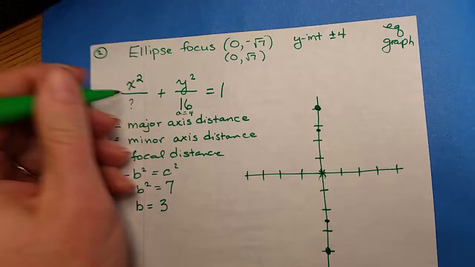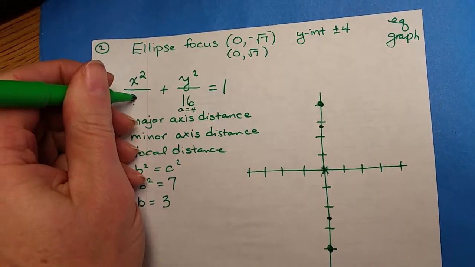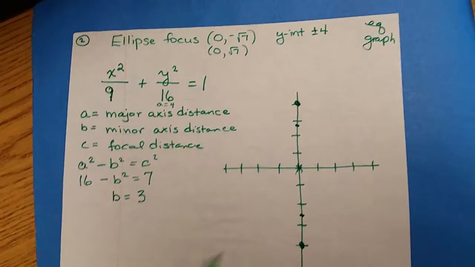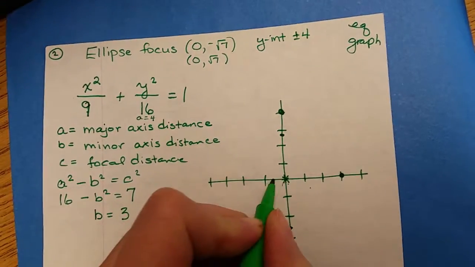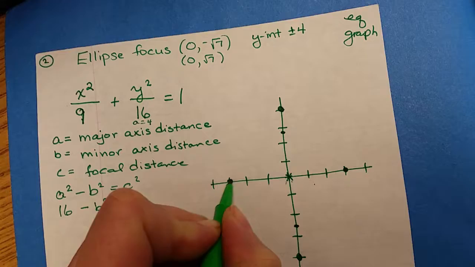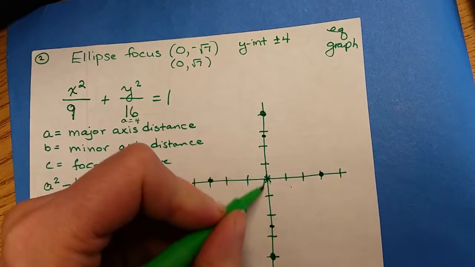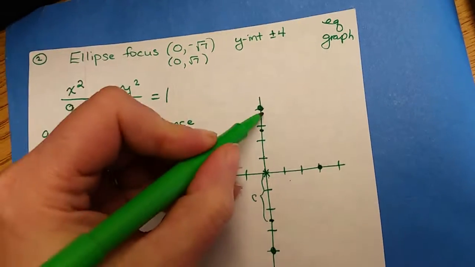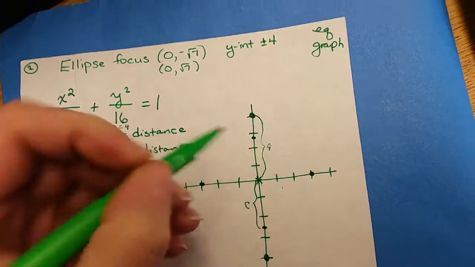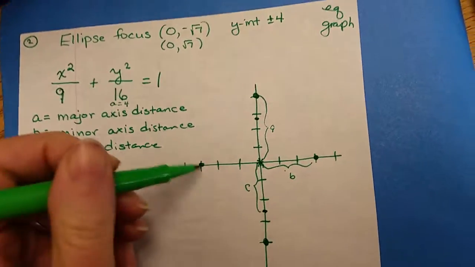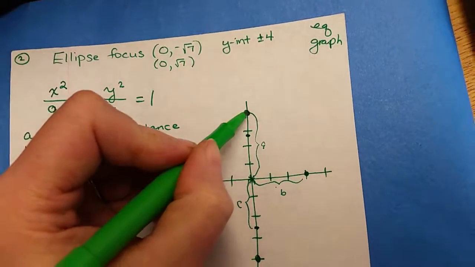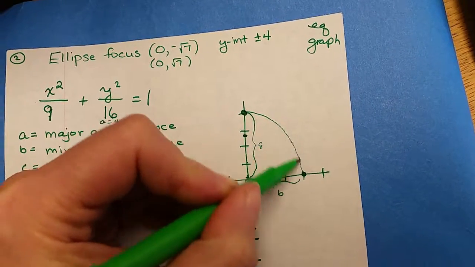All right, so when B is 3, then we know that b squared goes under here, and that's 9. And that means that in the x direction, we count out 1, 2, 3. We're there, and 1, 2, 3. We're there. So to sum up, this is C, this is A, this is B. Okay? And now that you've got kind of your 4 corners, you can sketch in the ellipse.